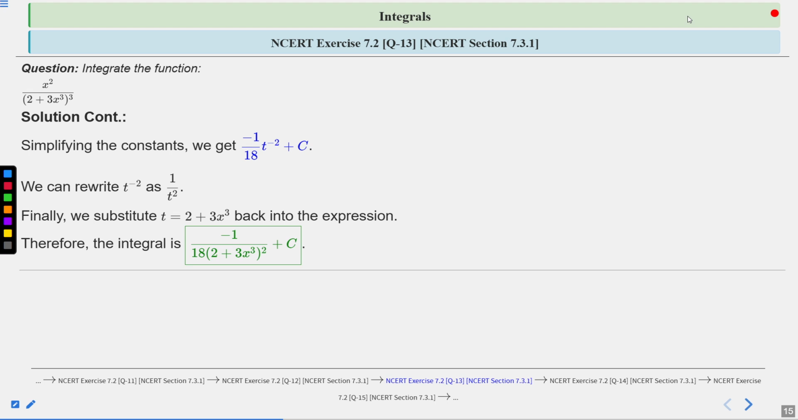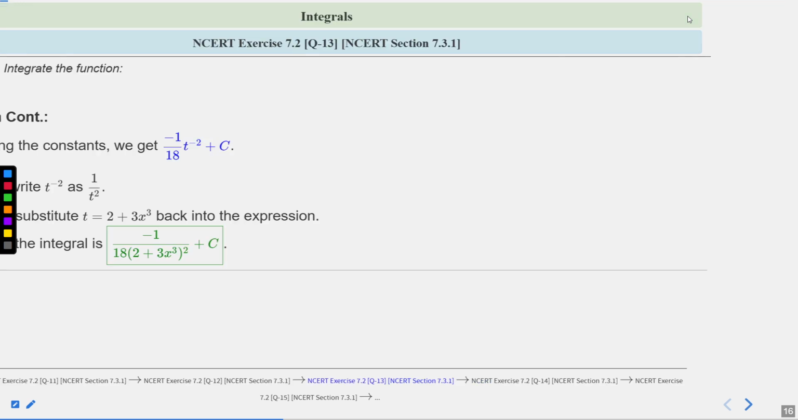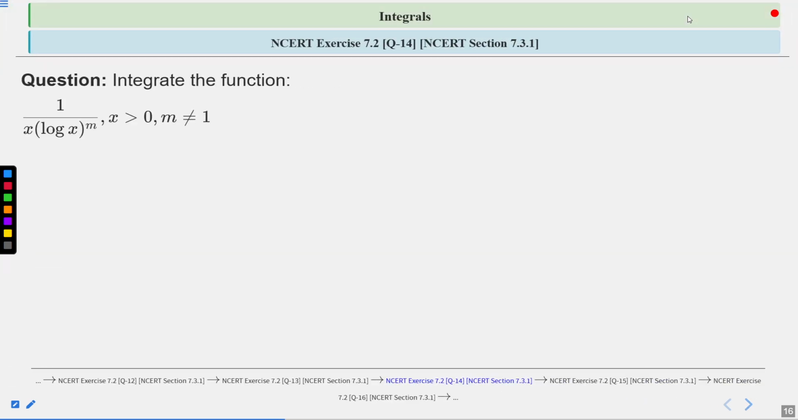Okay. Hope you all have solved this. Let us move to the next question. Next question is NCERT exercise 7.2 question number 14.